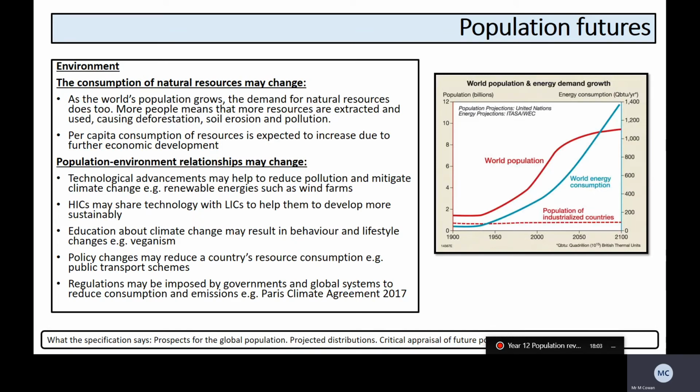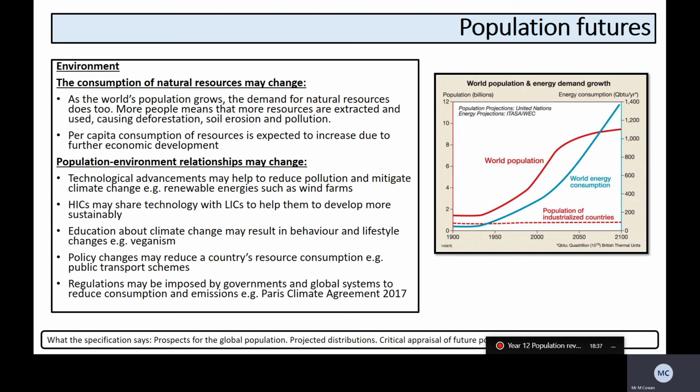Well, this naturally is going to have an impact on the environment and carrying capacities and our ecological footprint. So the demand for natural resources will continue to grow, and that means more people means more resources are extracted and used. It could lead to more deforestation, more soil erosion, more pollution. And per capita consumption of resources is expected to increase as more and more economic development takes place. So population-environment relationships may change, and technological advancements may help to mitigate climate change.